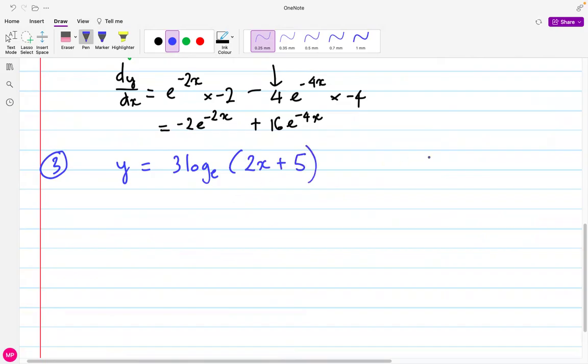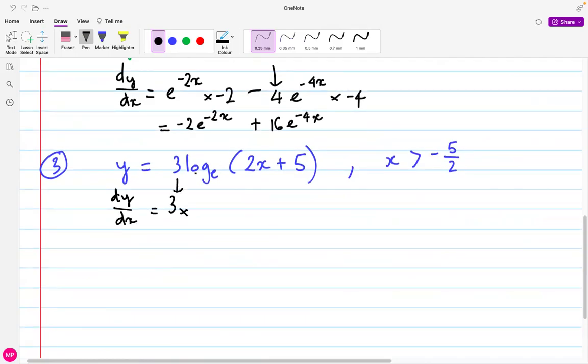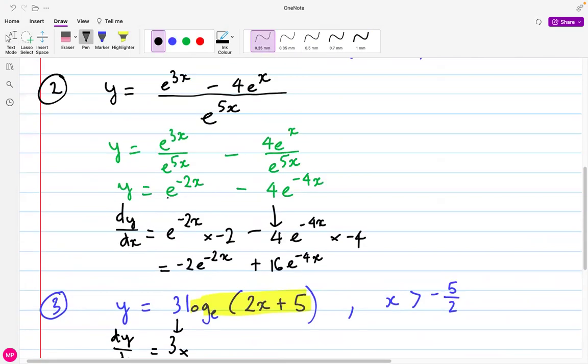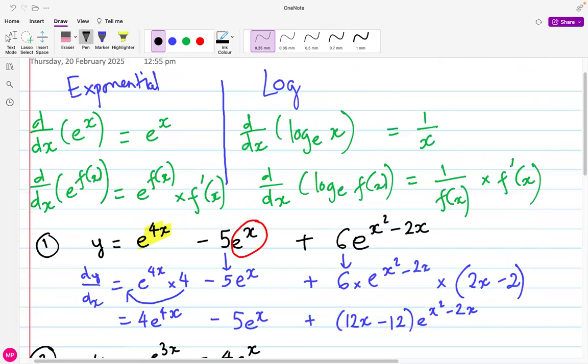And assuming that 2x plus 5 is positive, x will be bigger than negative 5 on 2. So we always give you the condition that x has to be bigger than something to make sure that the thing inside is positive, right? All right, so the derivative of that, dy over dx equals, so 3 we bring it down, okay? And for log a of f(x), we're going to use the formula here. So we set from the top, log a of f(x). If we look at this one here, the derivative of log a of f(x) is 1 over f(x) times f dash.